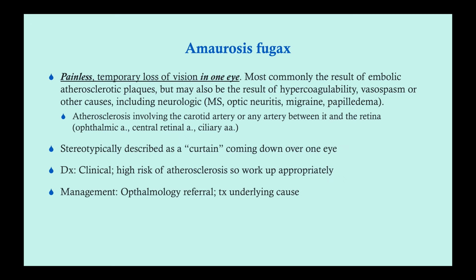So the amaurosis fugax, getting back to that, is stereotypically described as a curtain coming down, and usually it's coming down from the top over one eye. And it's always one eye. It's never both. The diagnosis is clinical. There's a high risk of atherosclerosis, so you want to work that up appropriately. Like I said, lipid panels, etc. The management is going to be an ophthalmology referral to really nail down the diagnosis, make sure there's nothing else there, and then treat the underlying cause.